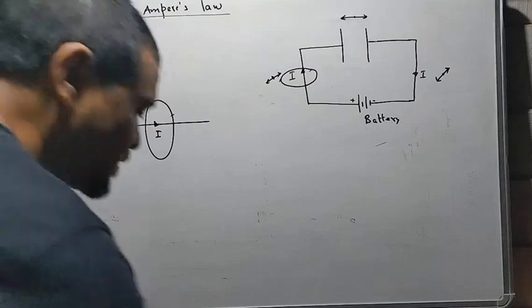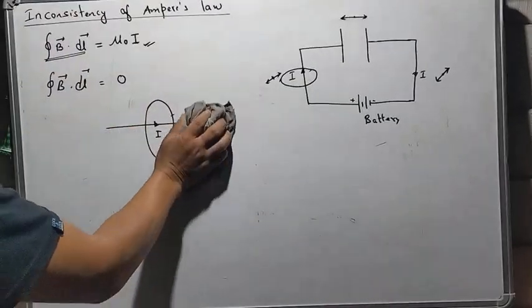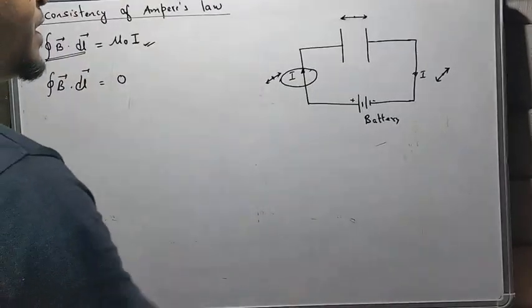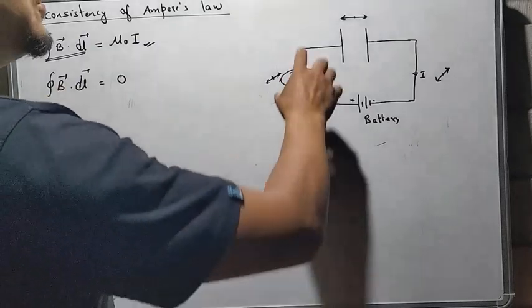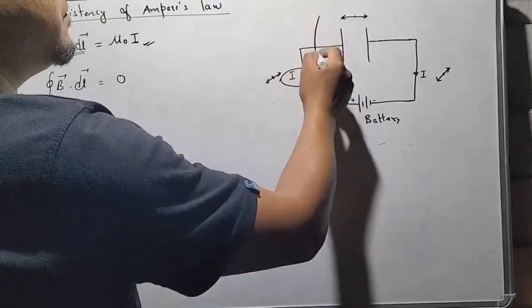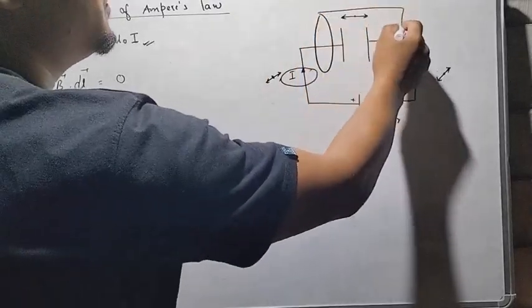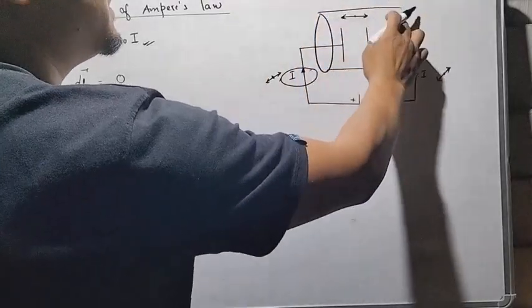But when the magnetic field is 0 in this region, that will contradict what Ampere's law said before. If you consider any closed loop, starting from this part up to this part, suppose this is my closed loop.